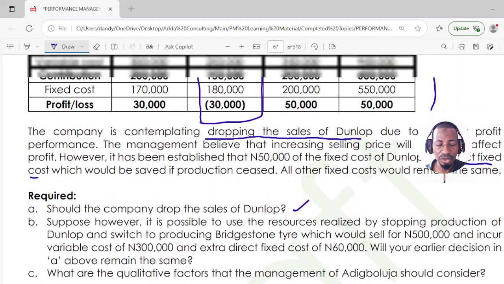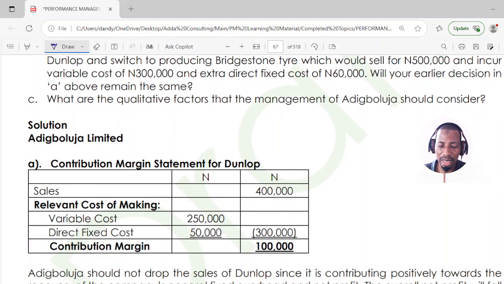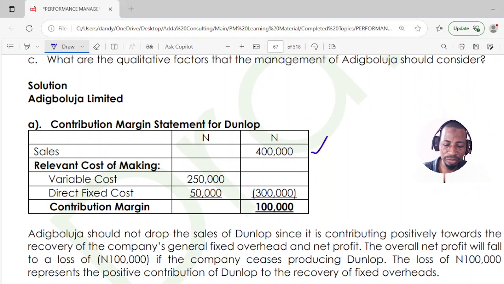So like I said, you then go back to the question. Your focus is on the affected segment, which is Dunlop. You are going to pick what is the sales value of Dunlop. Okay, so that's the sales value of Dunlop. You put it there. Then you now compare it with the relevant cost of making Dunlop. How do you determine the relevant cost of making Dunlop? The examiner has added everything together: the direct material, direct labor, direct expenses, variable overhead. Everything has been put together in the variable cost. So the variable cost of producing Dunlop is 250,000. So that's the 250,000 there.